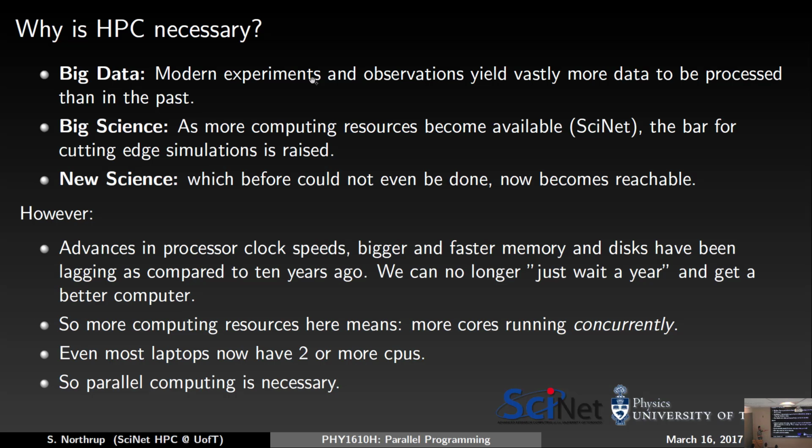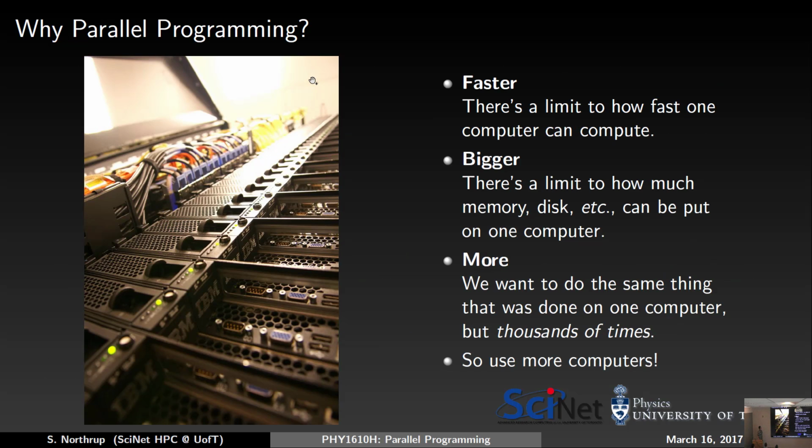So this is the whole idea of more cores running concurrently. So even as I said, 2 or more, we have to go parallel. It's not even an HPC thing anymore. It's just a modern computing paradigm. Okay. So why parallel programming? Why would anybody want to bother with it?